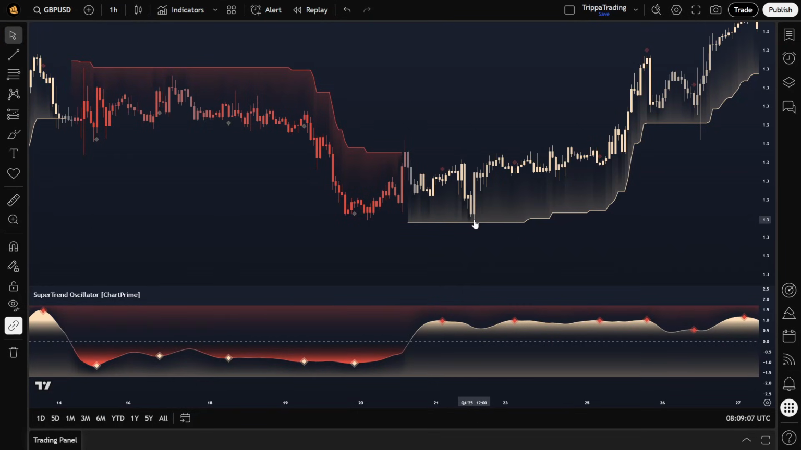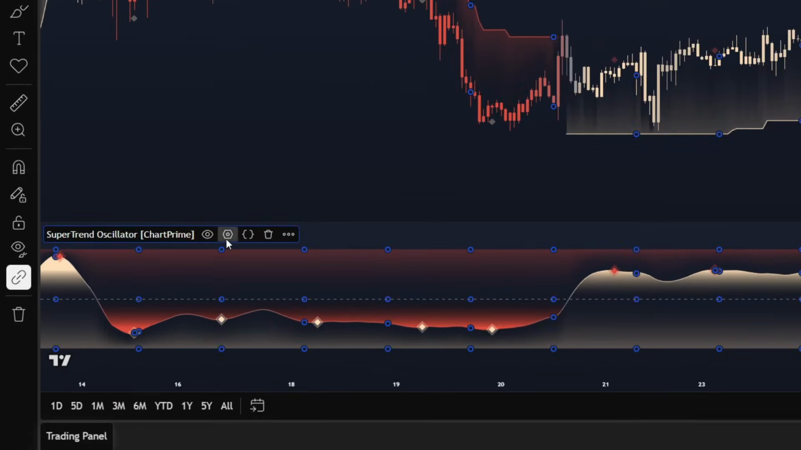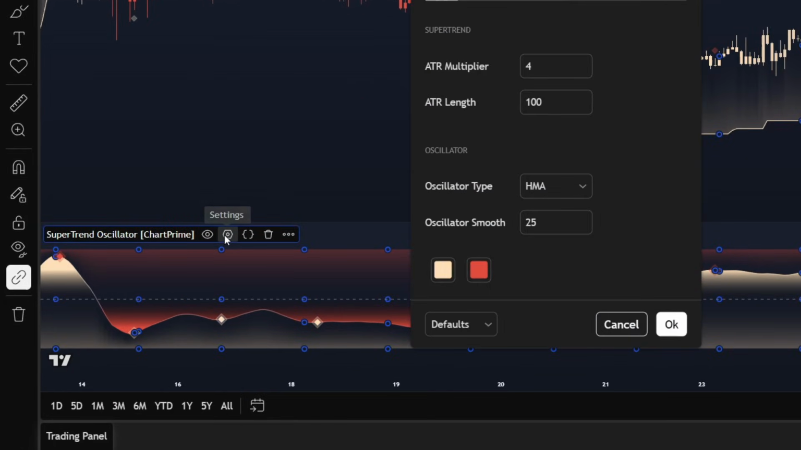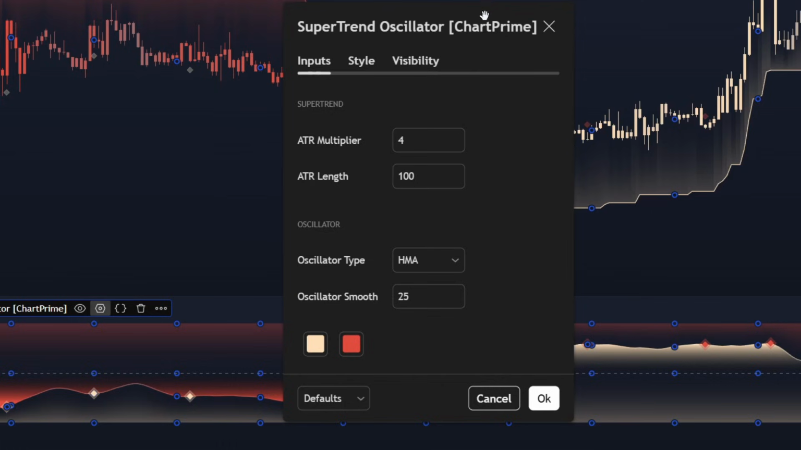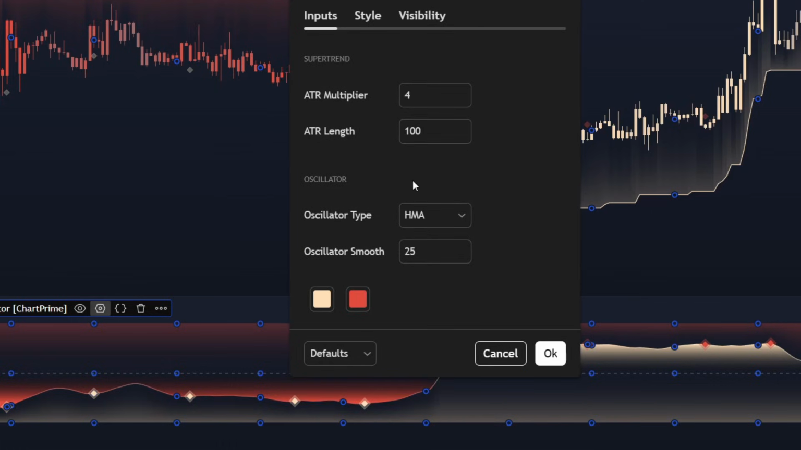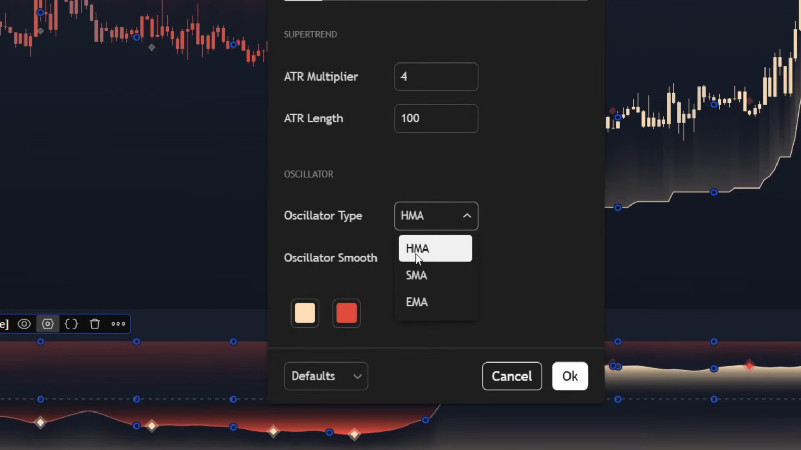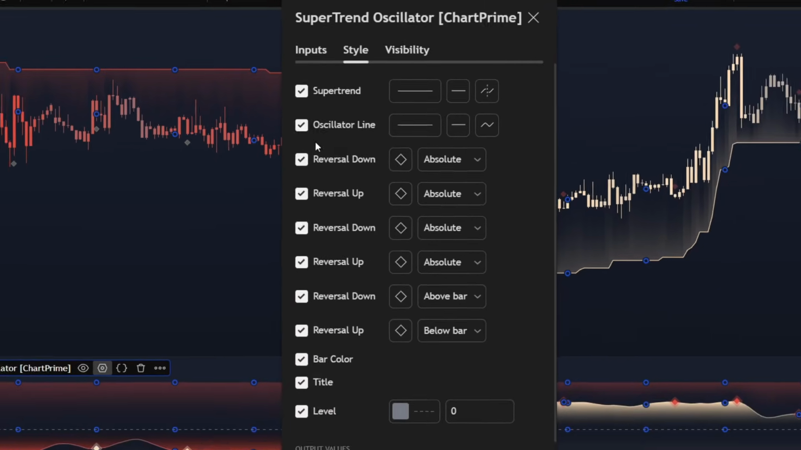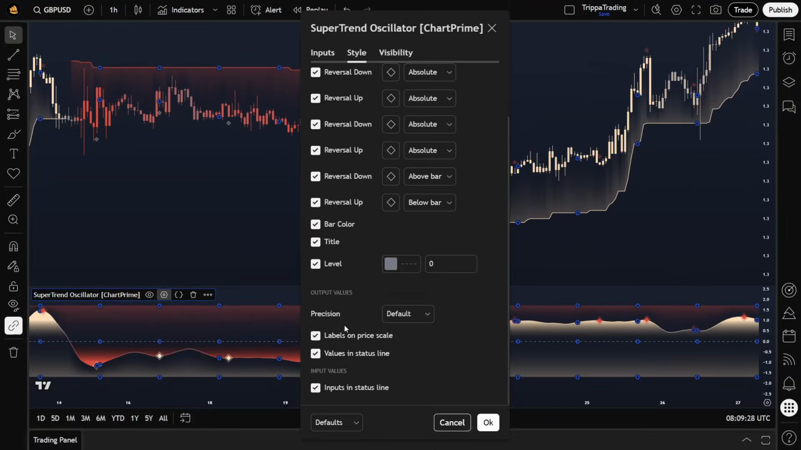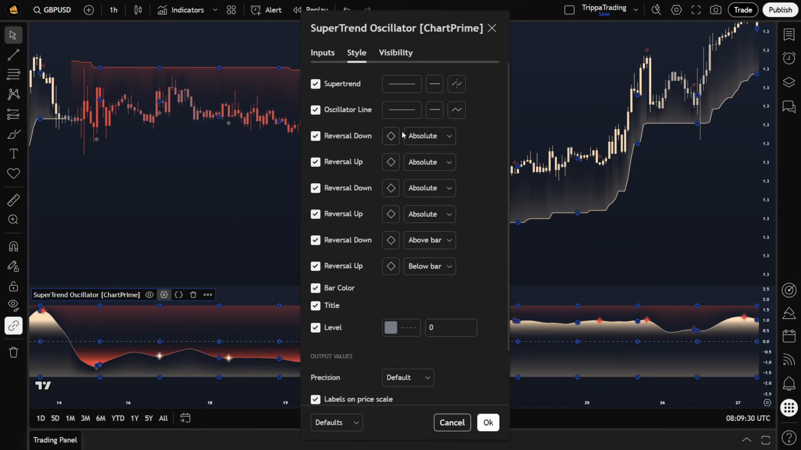Before trading, we keep the settings clean. Open the settings of this indicator. Open the inputs, leave the supertrend parameters on default for this time frame, and keep the oscillator smoothing on HMA. That's important because HMA reacts fast without becoming noisy. On the Style tab, keep candle coloring, ribbon, oscillator gradient, zero line, extreme zones, and diamonds all enabled. They all matter for reading momentum properly.